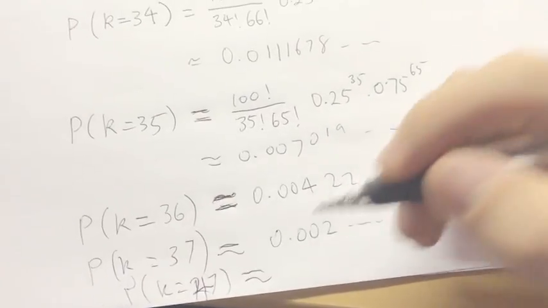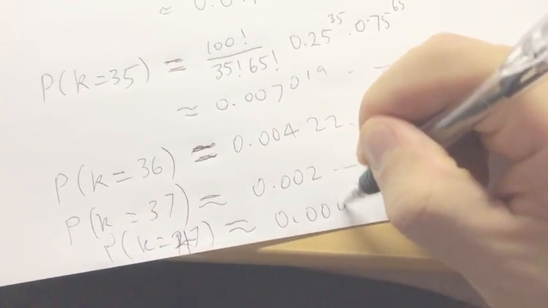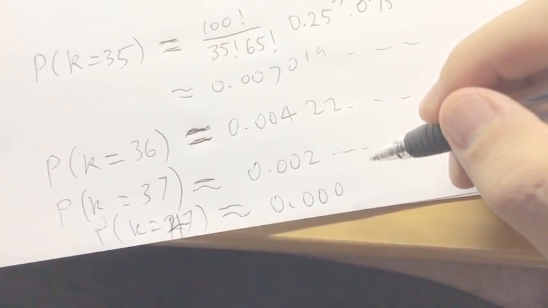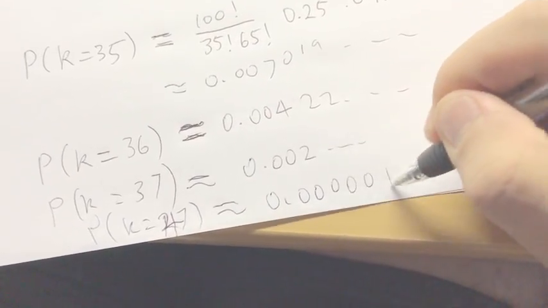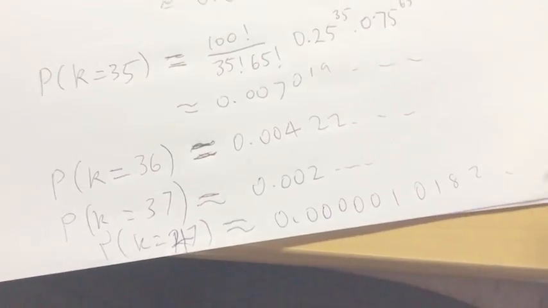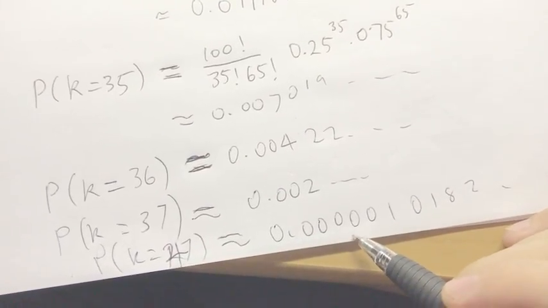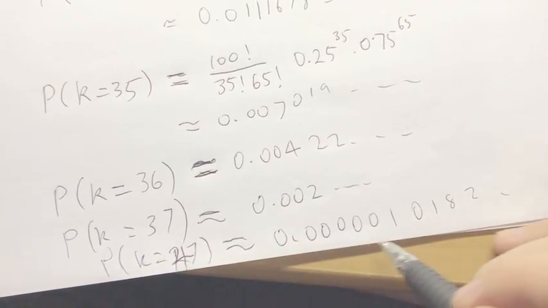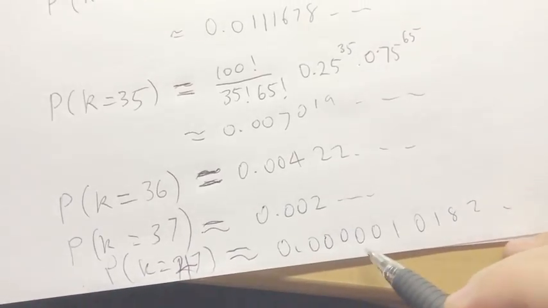Well, now you get lots of zeros. 0.000, 0.00118. So many zeros that if you times this by like 100, it still wouldn't make any difference.